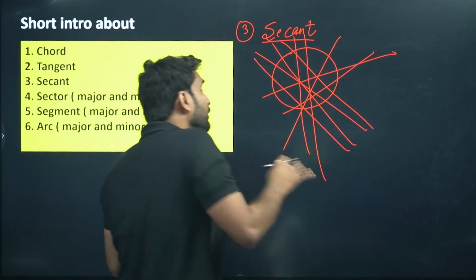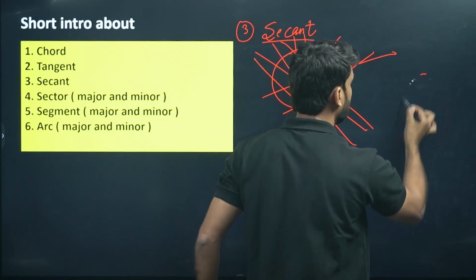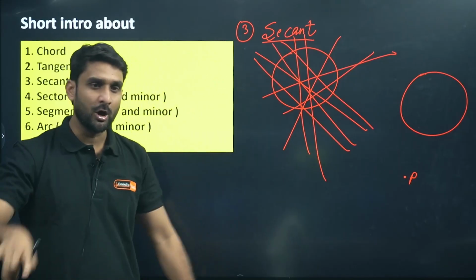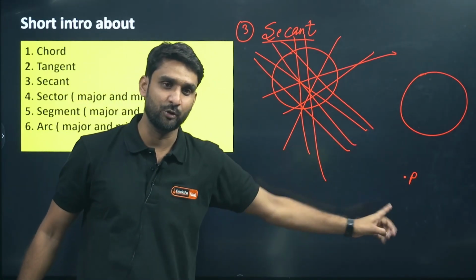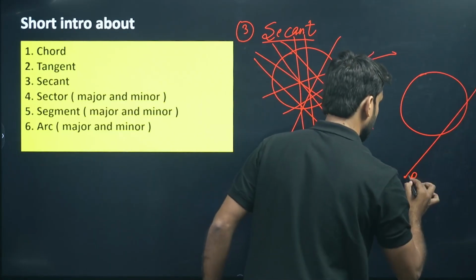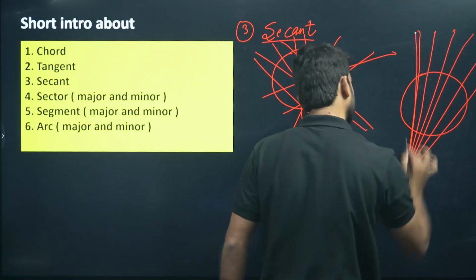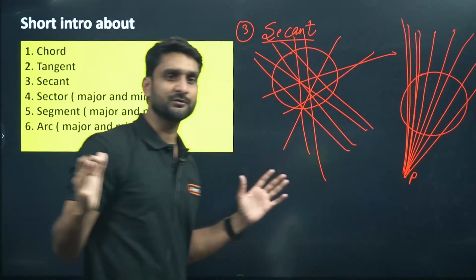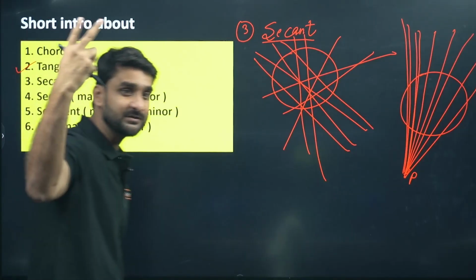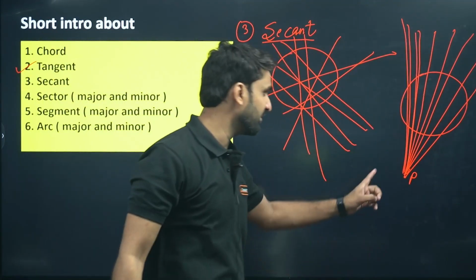But if I tell you the point P is fixed here, and I ask how many secants can be drawn to the circle from this fixed point P? 1, 2, 3, 4, 5, 6. These are the secants. So many secants. But from a fixed point, how many tangents can be drawn? Only 2 tangents. But how many secants can be drawn? Infinite secants can be drawn from a fixed point.